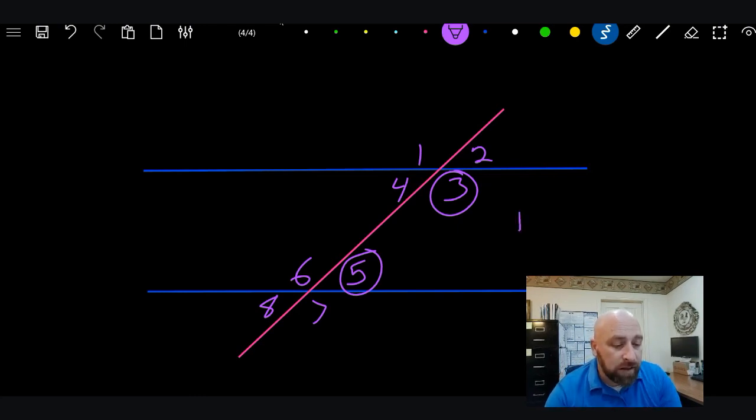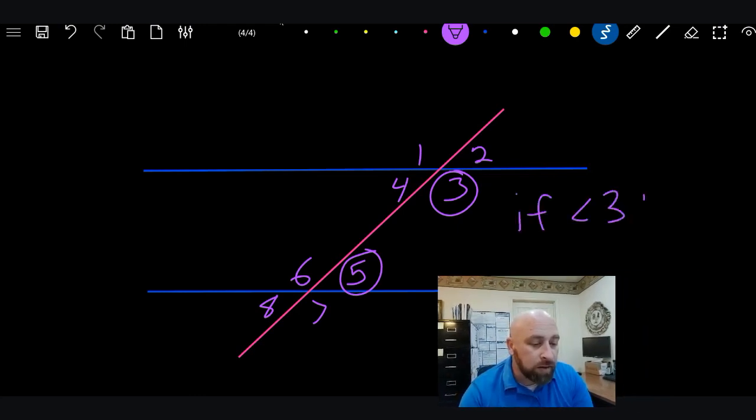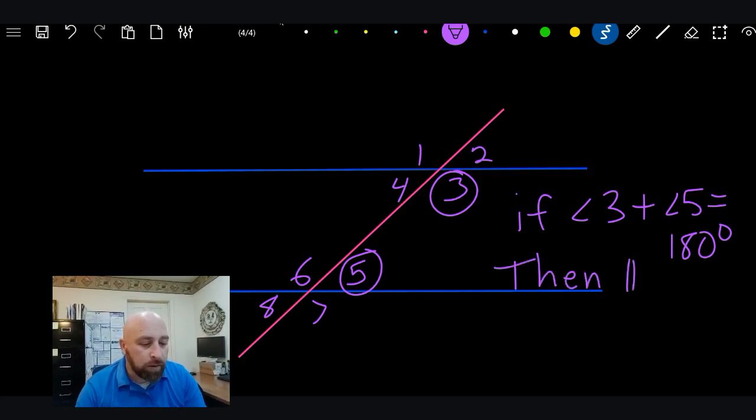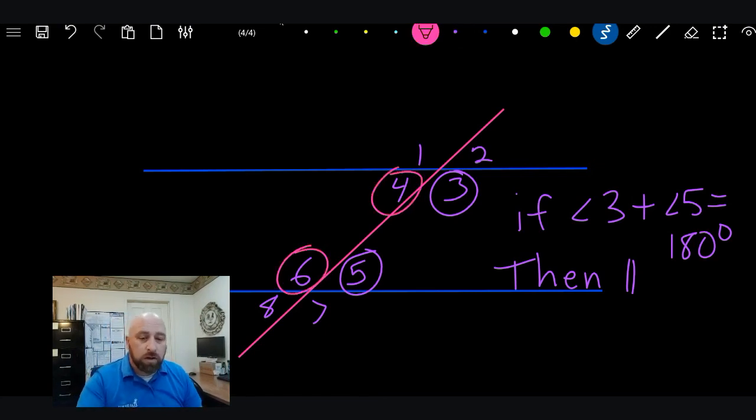So if angle 3 plus angle 5 equals 180, or a straight angle, then parallel. Angles 4 and 6 would work too, because those are the other interior angles. If they equal 180, then you would get parallel. We'll talk more about that later, and that's an interesting one right there.